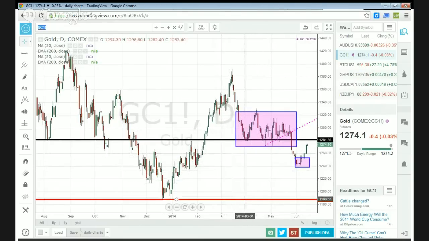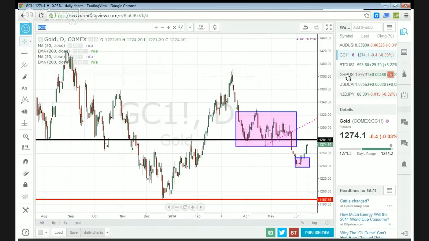If we close below 1180, like I mentioned before, I'd be a little concerned that the bearishness may be stronger, and I'd be tempted to reevaluate my overall thesis. Okay, so let me just pull up my trades here. Okay, so that is gold.